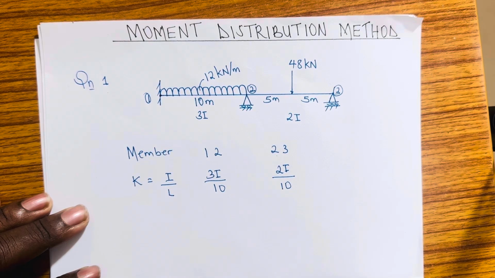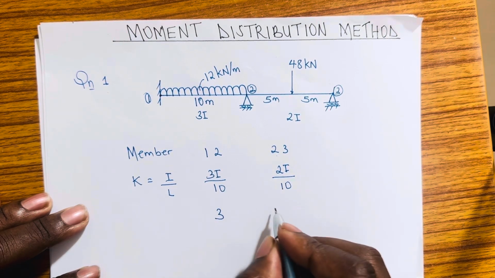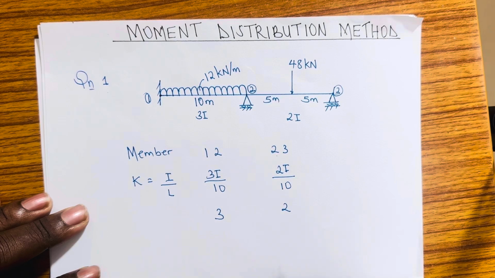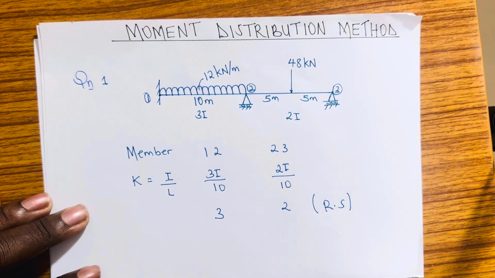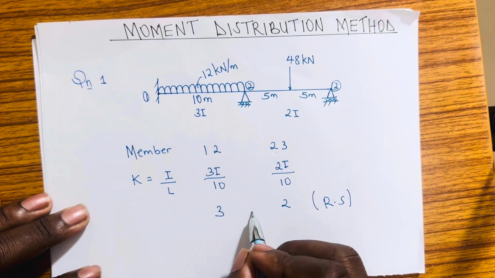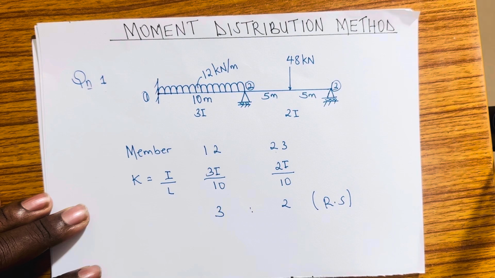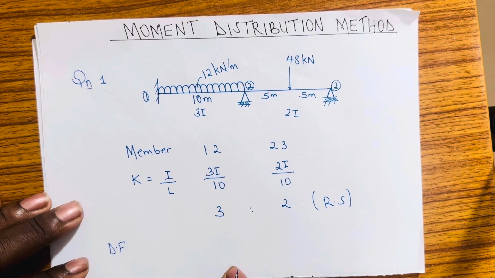So you find that the relative stiffness in this case, or the ratio, if I multiply both by 10, you find that the ratio here is coming to 3, this one will come to what? 2. So whatever we have got here is what we call relative stiffness. Okay? So since we have found relative stiffness, now what is important is for us to get, in our next step, what is called distribution factors. Distribution factors, I'm using letters DF to represent it.